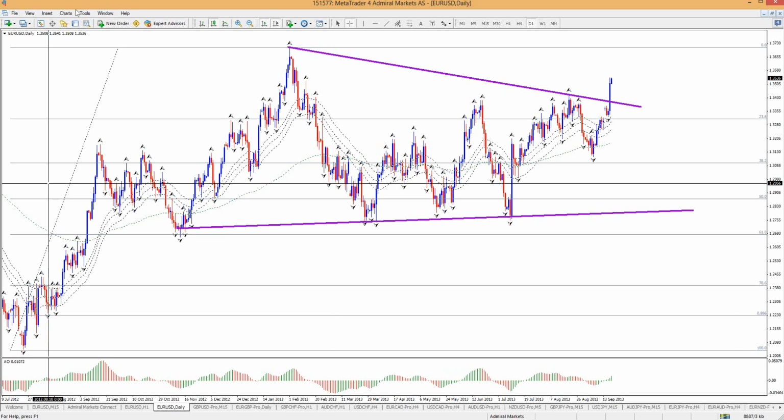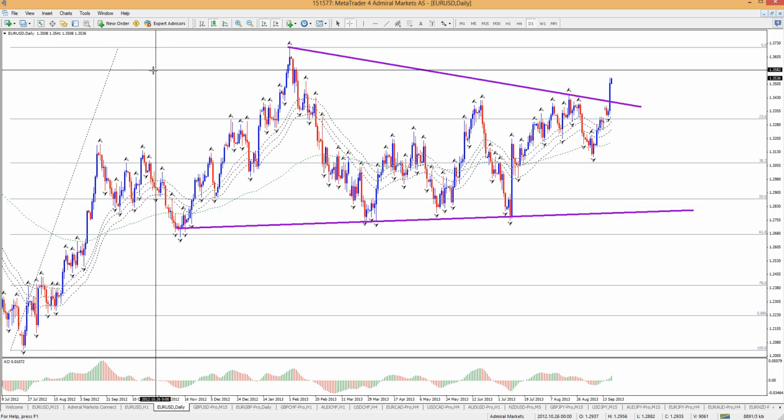yeah, the pound dollar indeed. We'll take a look at that, Darshan. Great observations. Indeed, definitely testing the weekly trend line. Very interesting.